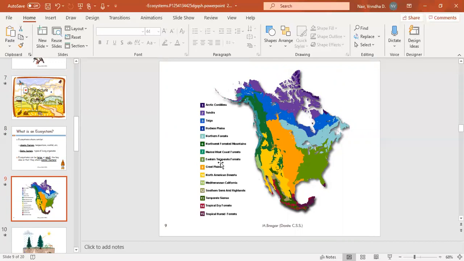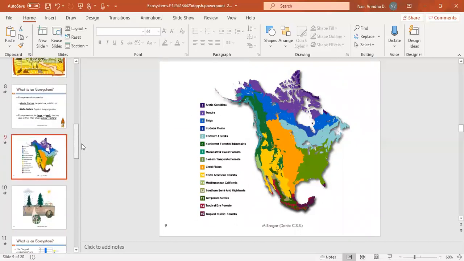Then you have the eastern temperate forest, which is this green one. You have the North American deserts, and then you also have Mediterranean and California, and then you have the tropical humid forest, which is at the top here, right? So this map pretty much shows all kinds of ecosystems that we have on planet Earth.